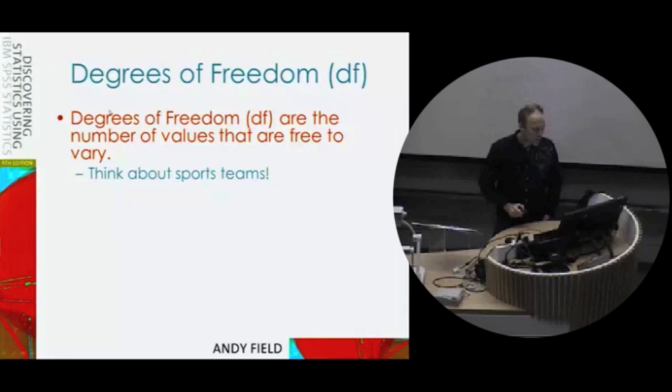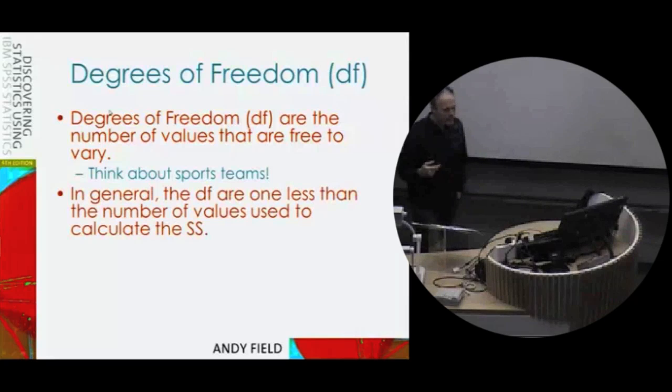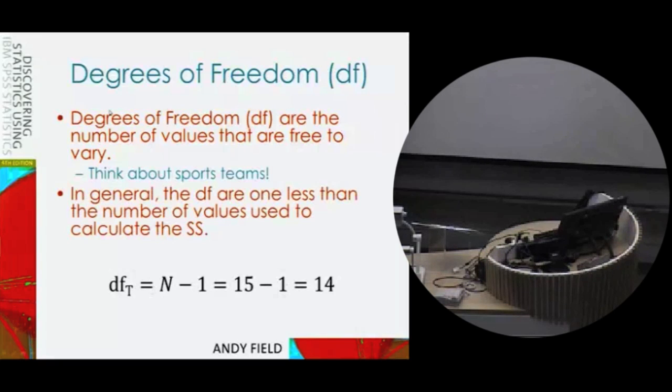So degrees of freedom associated with sums of squares are normally one less than the number of scores that you've used to calculate the sum of squares. So in the case of the total sum of squares, our total number of scores was 15, which means our degrees of freedom are 14.